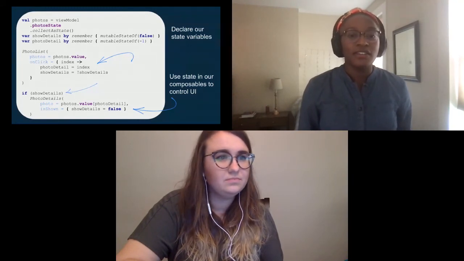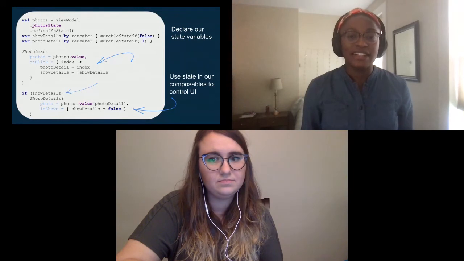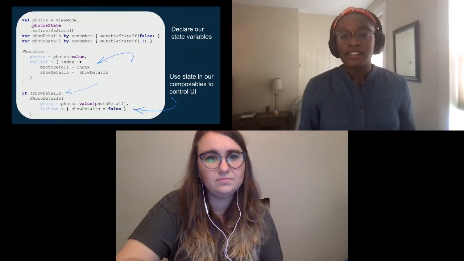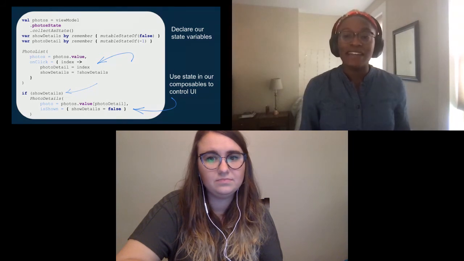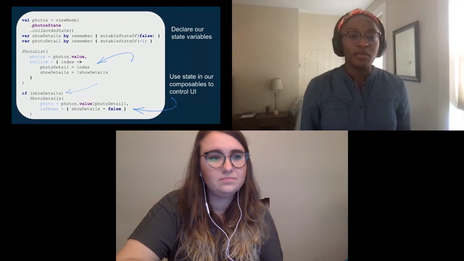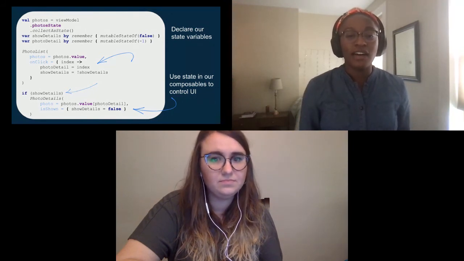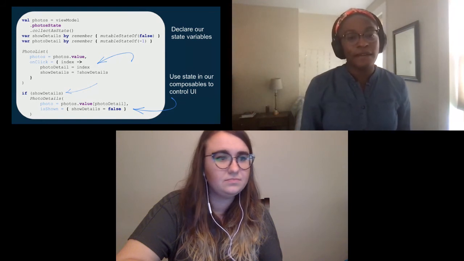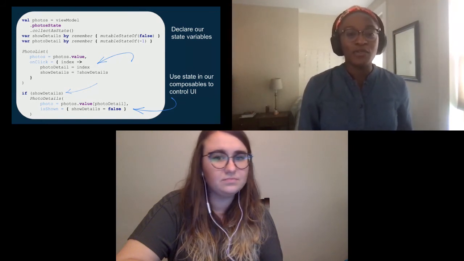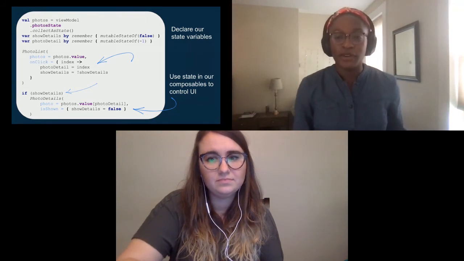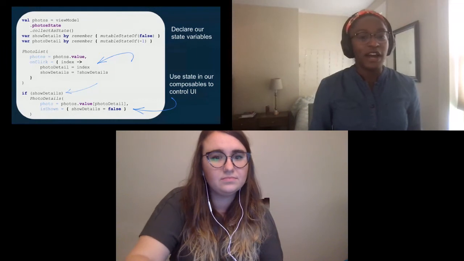Instead of declaring the show details and photo details state in our individual composables, we are declaring our state within the parent composable and passing them in to the nested composables. This is an example of state hoisting, and it allows our photo list and photo details composables to be stateless. Whenever state changes, Compose will reinvoke all the composables that depend on that state and update your UI. This process is called recomposition.